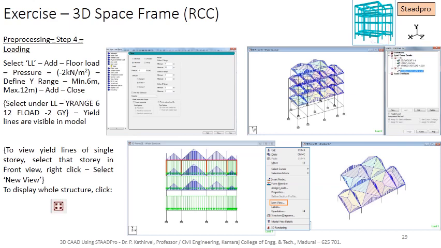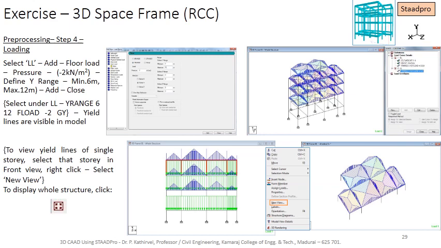In define Y range, give the minimum as 6 meters, maximum as 12 meters. Click Add and close. To view the load, once again under LL, select Y range. You can see the yield lines in the floors for the 3 levels.